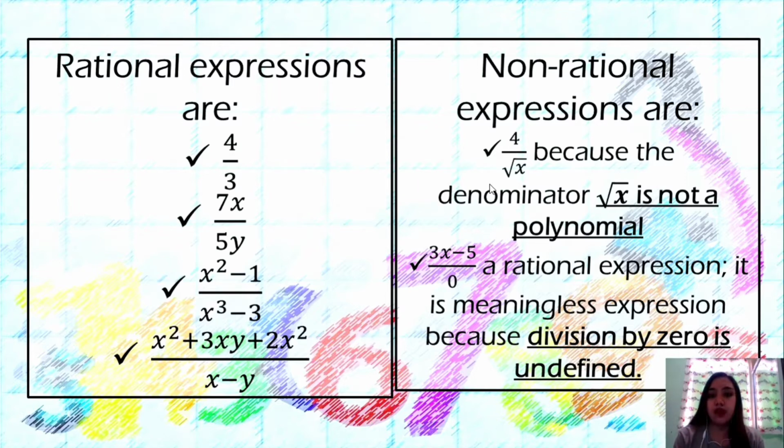We have 3x minus 5 over 0. This is not a rational expression. Bakit? Kasi it is a meaningless expression because division by 0 is undefined. So, sinabi nga natin kanina na ang rational expression, yung denominator niya, cannot be equal to 0. So, ang example na 3x minus 5 over 0 is not a rational expression.